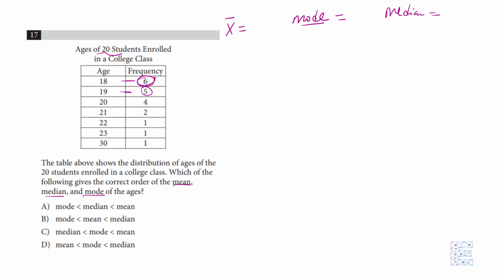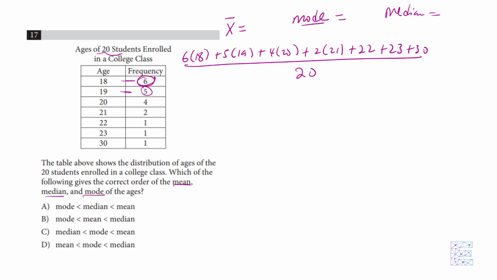So to find the mean, it'll be 6 times 18 plus 5 times 19 plus 4 times 20 plus 2 times 21. And then there's just one of each after this, so we have plus 22, plus 23, and plus 30. All of this will be divided by 20, and that's going to give us the mean. When you add everything together, you have 400. So 400 divided by 20, we end up with 20. So the mean is 20.